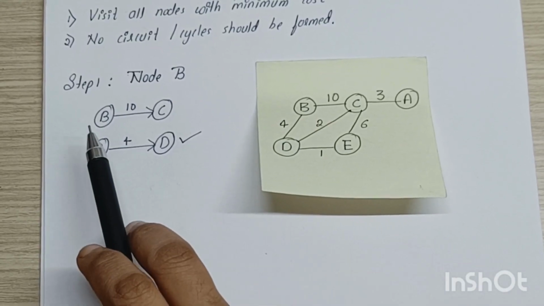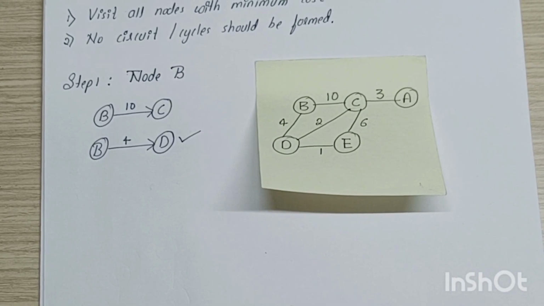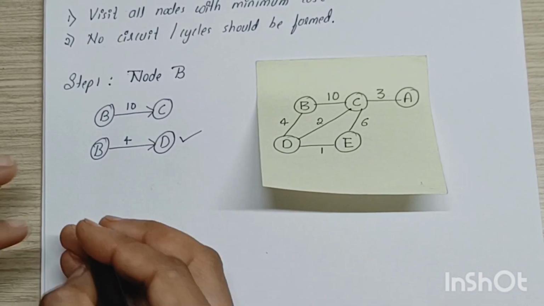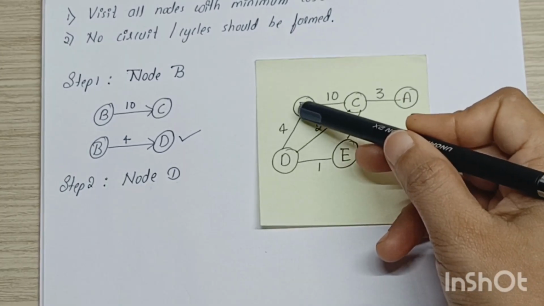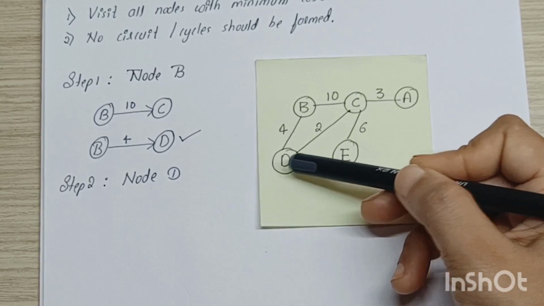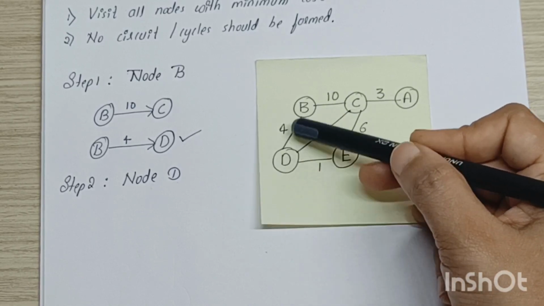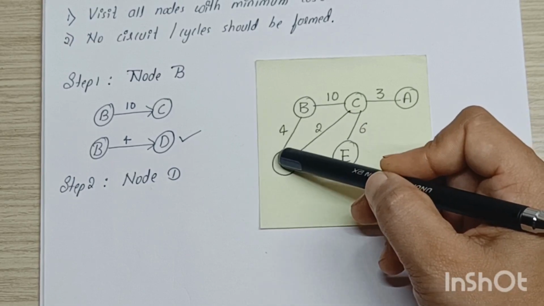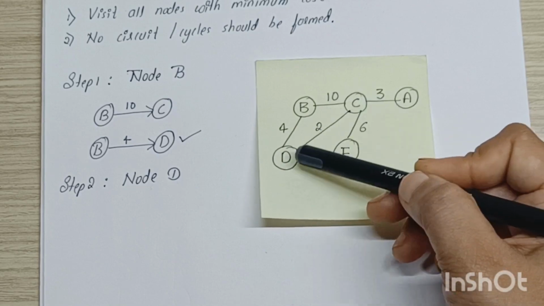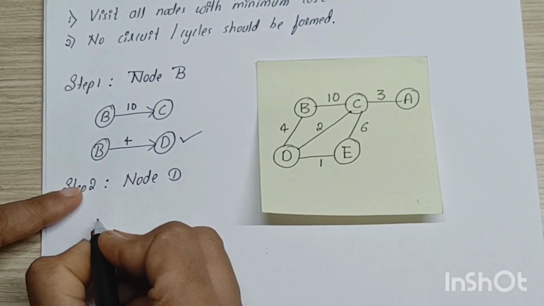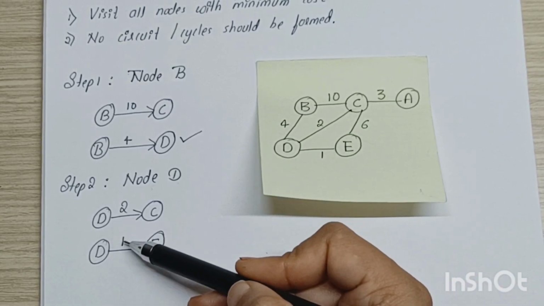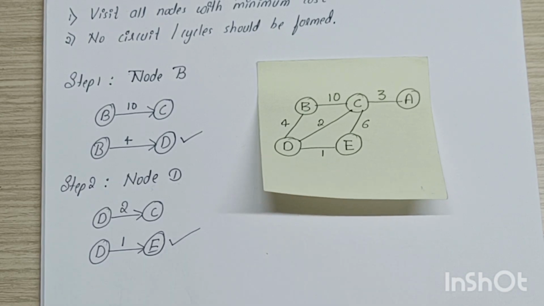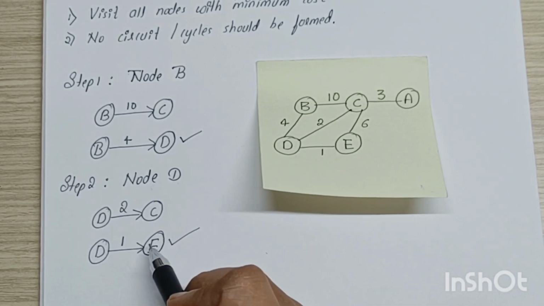As we have selected B to D, now in step 2, the node selected is D. Now you check the edges from D: D to B, D to C and D to E. Already we have the edge B to D, so we are not considering this. So we are considering D to C and D to E. Now here you can see the minimum cost is 1. So you are considering this edge now. So now the next node is E.